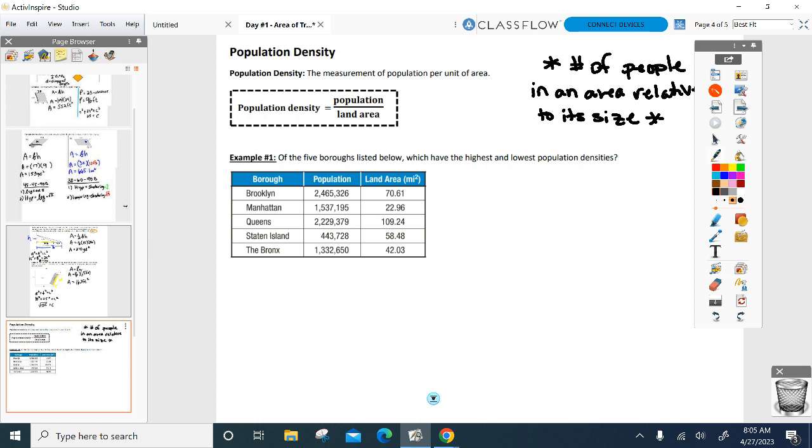All right, so for this first example here, I went to the five boroughs in New York City, found their population and the area of the land of each borough. I want to know which one has the highest and which one has the lowest population density. The highest means most people in the smallest amount of space, using our formula. So easy way here, this is what I did. I just extended my chart a little bit. So now I'm going to put population density up here. You don't have to do it this way, but just to keep it organized.